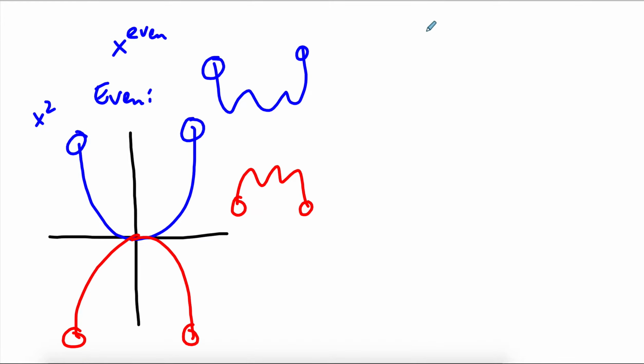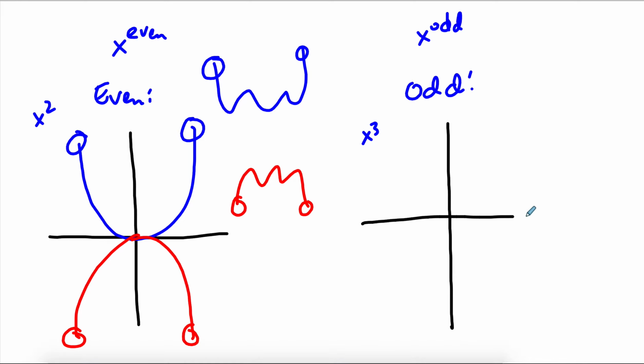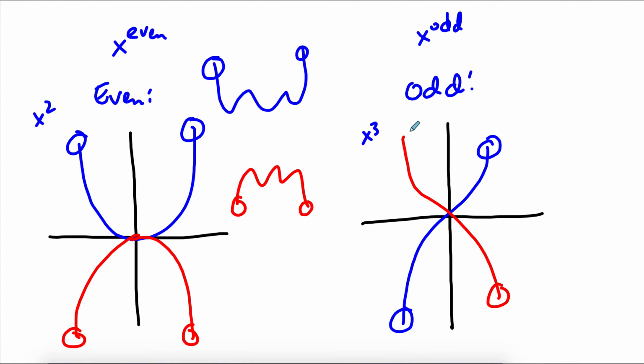Now the other case we have is x to the odd numbers. Whenever the leading term of our polynomial is some coefficient times x to some odd power, for example x cubed, then our graph is going to end up looking like this. It's going to start on one side of the x-axis and then make its way to the other side. And if we put a negative sign, it's going to go down like that, but they still end up on opposite sides of the x-axis.